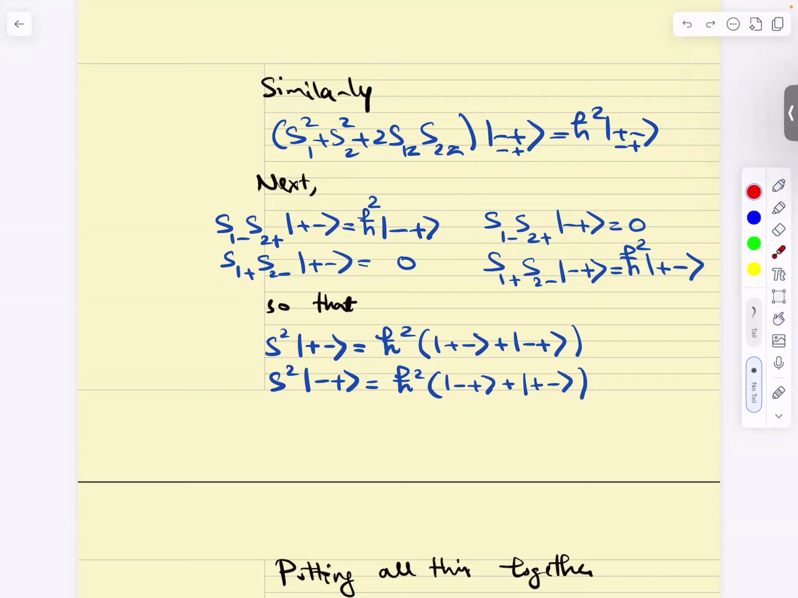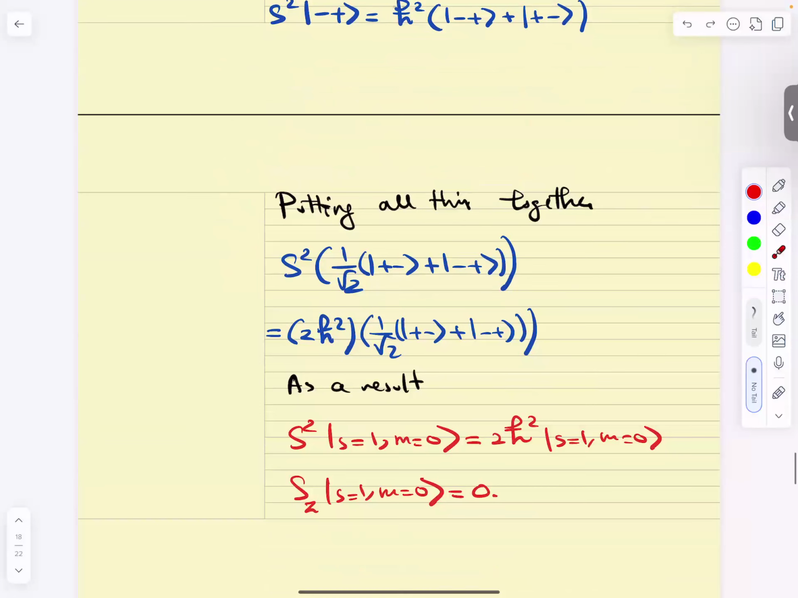So what does the first term give me? Up to coefficients, actually, the first term will give you 0. The second term will give you ħ squared minus plus. So clearly, this vector is not an eigenvector of S squared. Is that established? Because the vector changed. But if you do the calculation for this guy, you're going to get this, which means that if you add the two vectors, now you're going to get an eigenket.